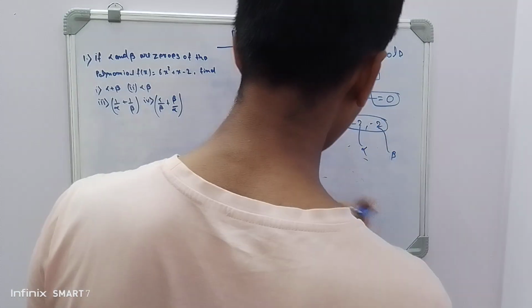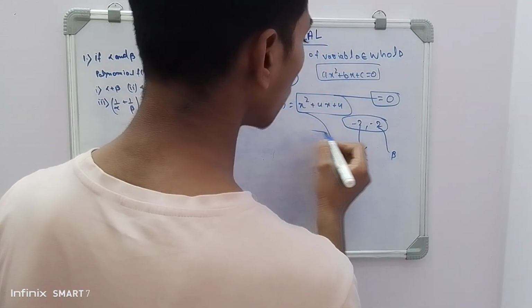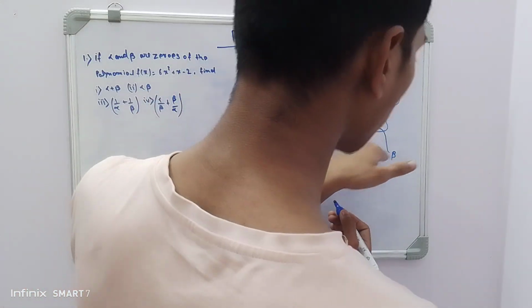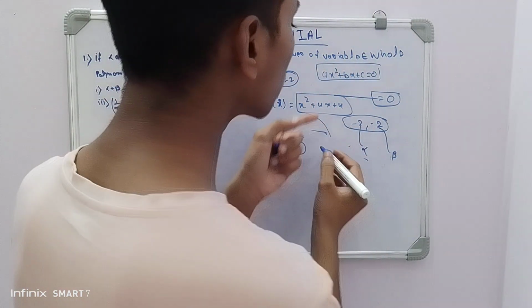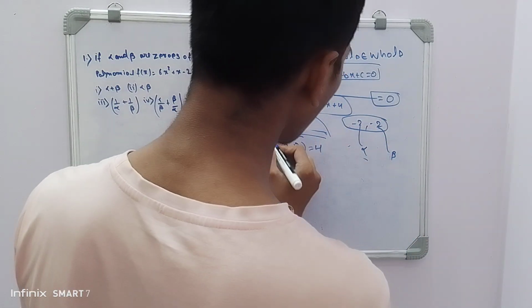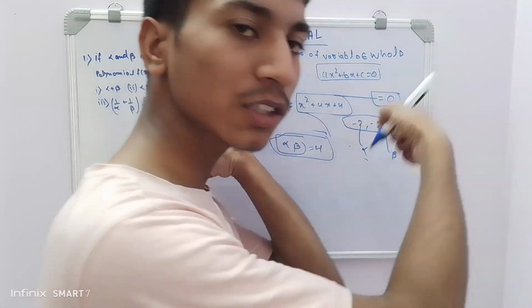And at the same time, if I ask you the multiplication of alpha into beta, as we have the two zeros named alpha and beta, the multiplication of minus 2 and minus 2 is going to be 4. You are able to find it only when you find the solution.